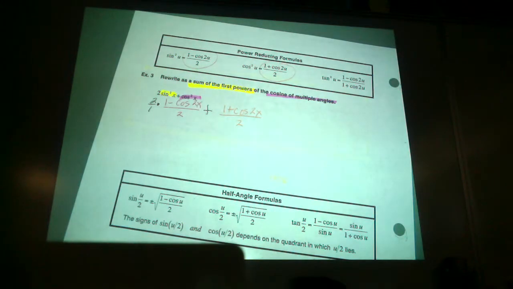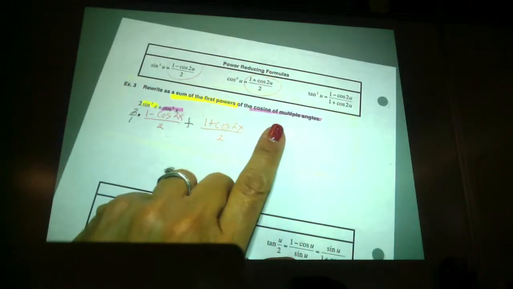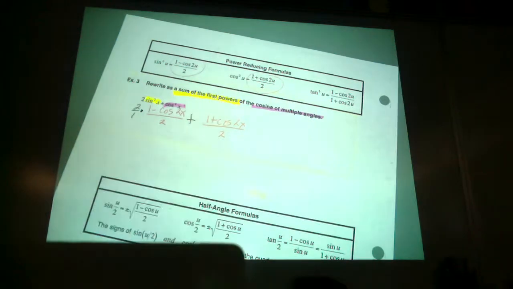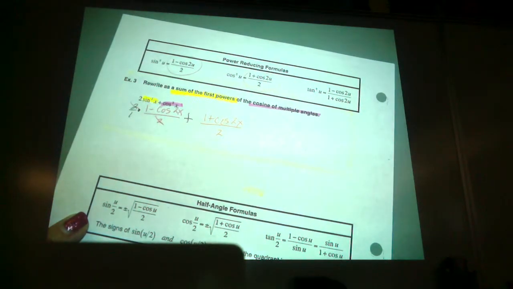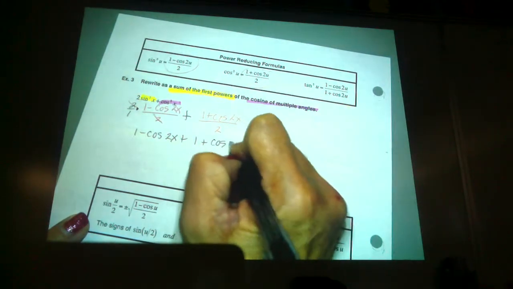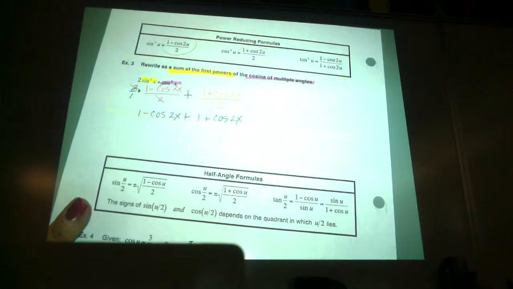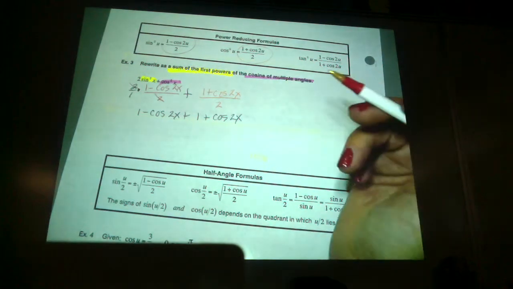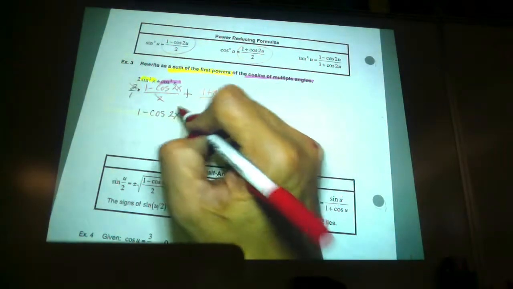And we do not go and replace out these double angles with what we have over here. That's not what they're asking for. They want your final answer to be in cosine of multiple angles. So you're going to leave those cosine of multiple angles alone. You're just going to combine it into one fraction. So on the first one, don't the 2's cancel out? And I'm left with 1 minus cosine of the double angle plus 1 plus cosine of the double angle. Can I cancel anything else out? The cosines canceled out, didn't they?